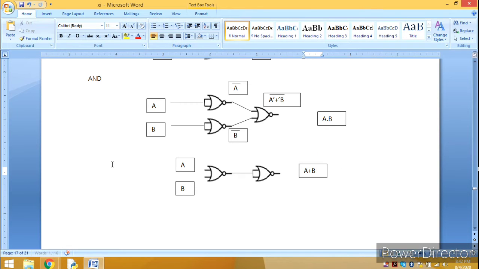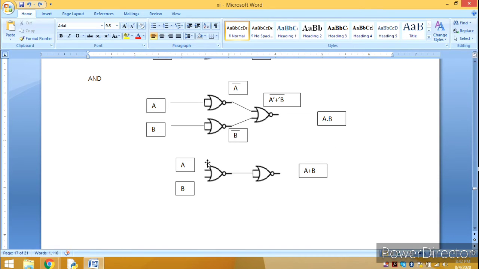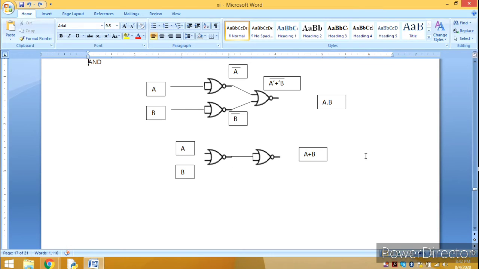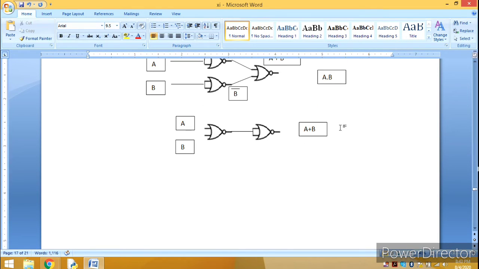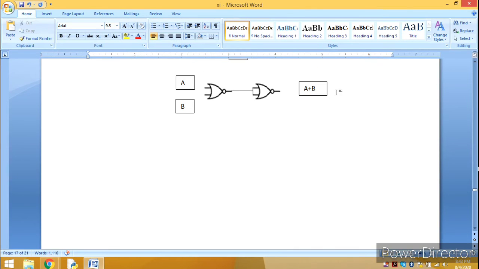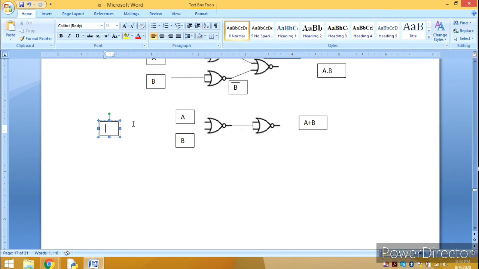Now can we say that this NOR gate is capable of representing which gate? Which gate? OR gate. This is representing the OR gate.